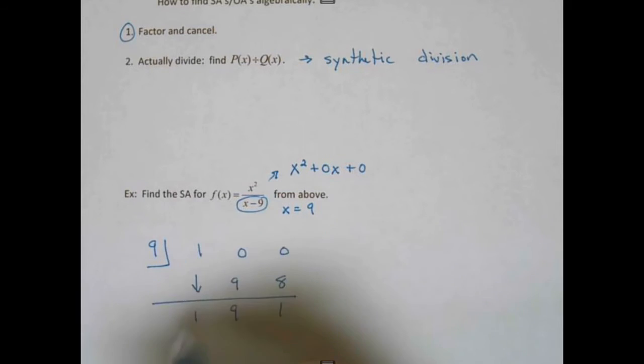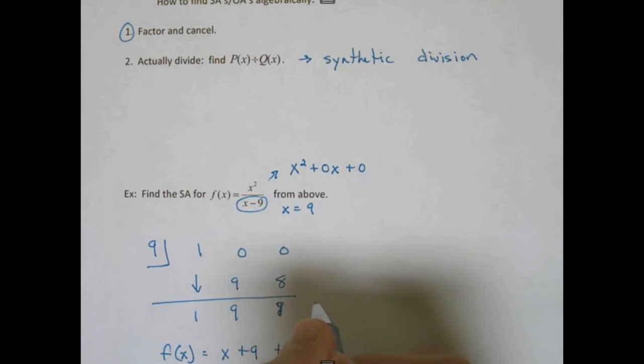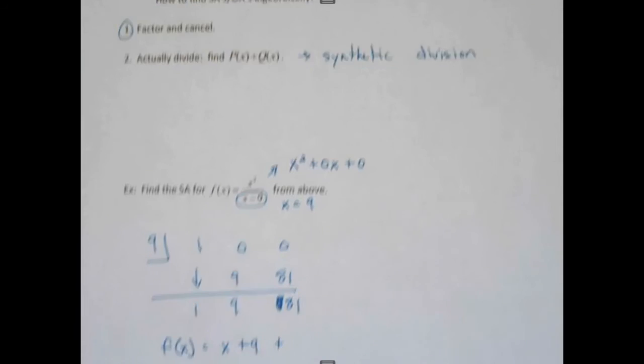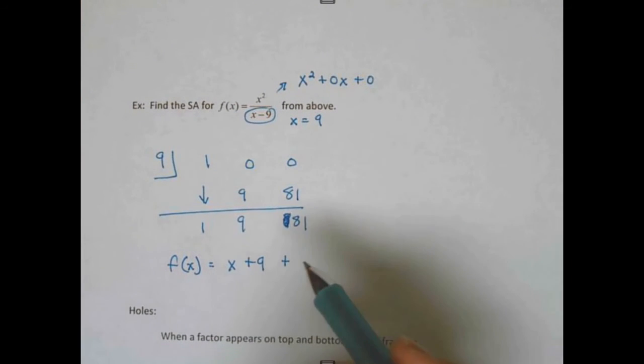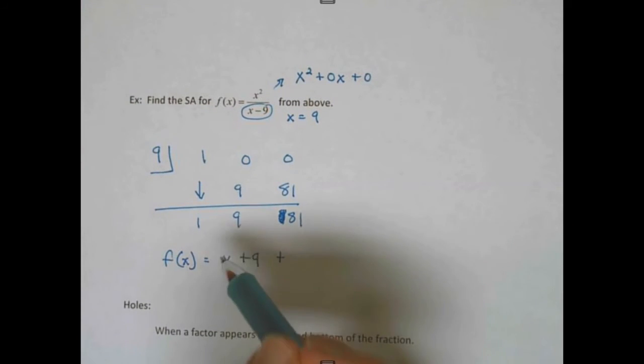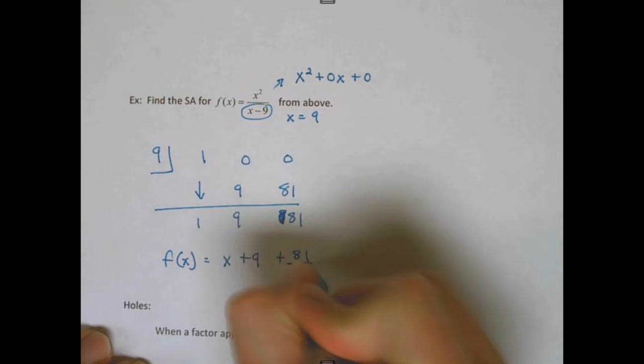And so this function can be written as x plus 9 and then plus, oops, that's 8. Here we go, 81. I wrote my 8 and my 1 in weird spots. So this function here, when you actually divide it, could be written as this. Should I get my signs right?